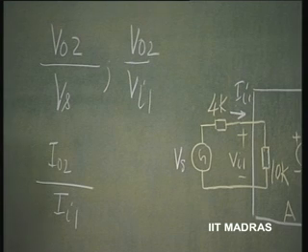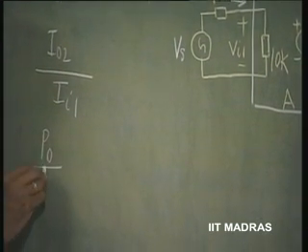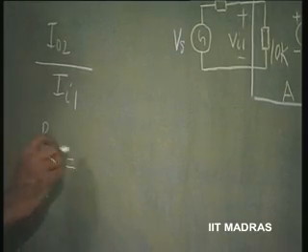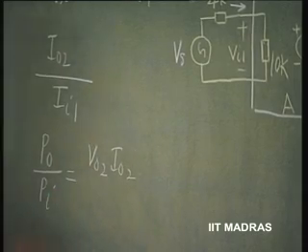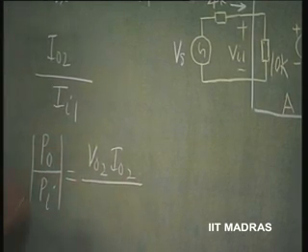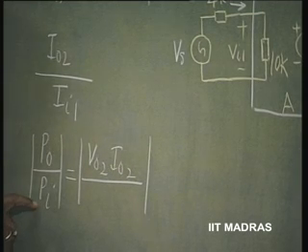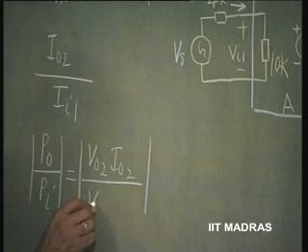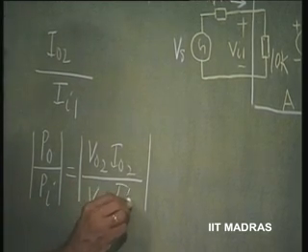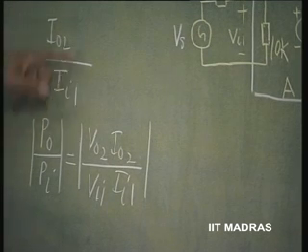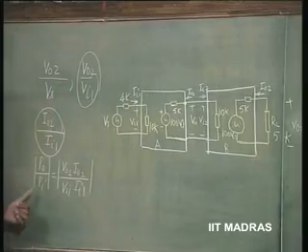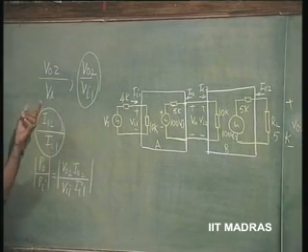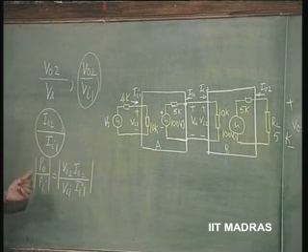Then we have the power gain, P0 divided by Pi, where P0 is the voltage at this point, V02 into I02, and Pi is going to be Vi1 into I1. So it is very clear that if we evaluate the current gain and the voltage gain, we will get the power gain. This is just multiplication of what we are given. So basically we have to evaluate this, this and this. This is self-explanatory. Now we will do it step by step.